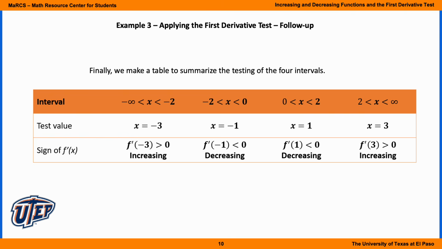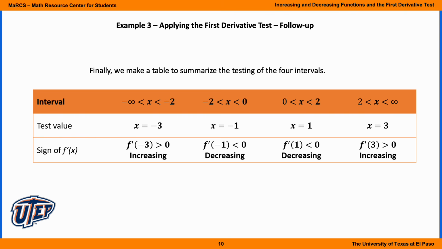Next, we have the open interval from 0 to 2, and we choose the test value x equals 1. F prime of 1 is less than 0, which implies that our function is decreasing on that open interval. Lastly, we have the open interval 2 to infinity, so we will be testing at the value x equals 3. F prime of 3 is greater than 0, which means that our function is increasing on that interval.